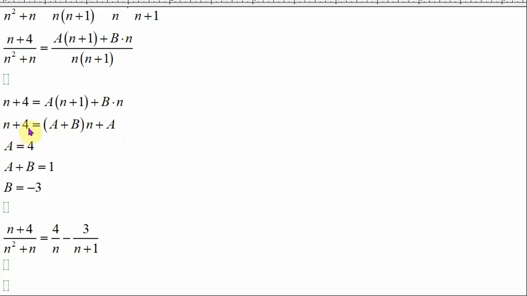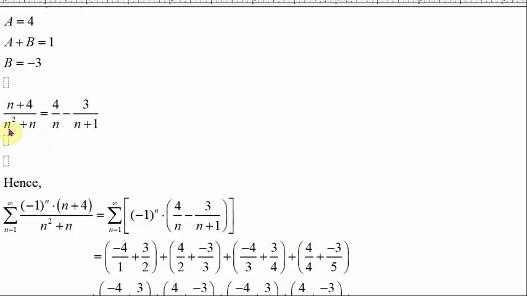Simplifying, we get a plus b times n, plus a. The coefficient of n is 1, and so a plus b has to equal 1. The constant a has to equal 4. And therefore b has to be negative 3. So (n plus 4) over (n squared plus n) is the same as 4 over n minus 3 over n plus 1.